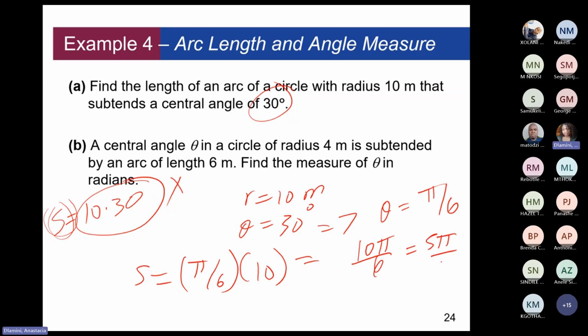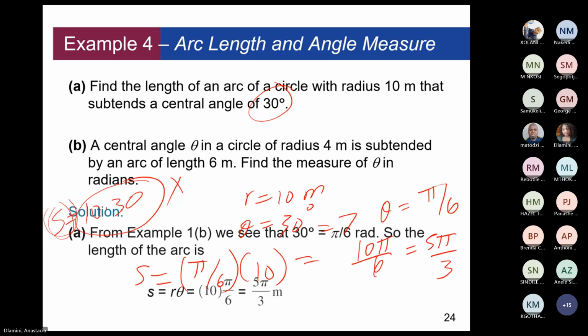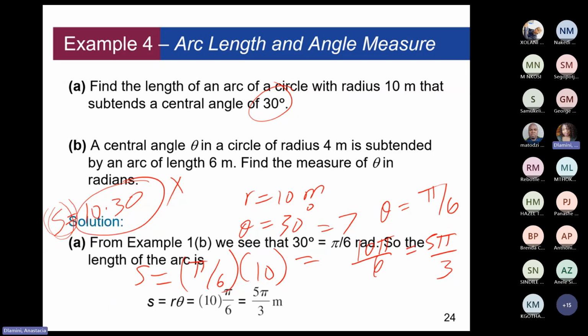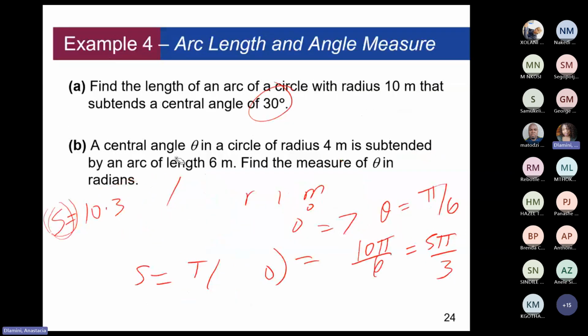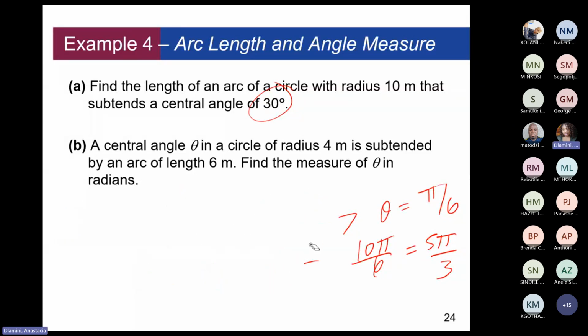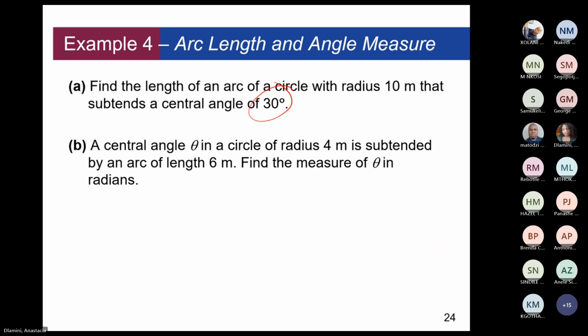3. 5 pi over 3 meters. All together there, guys? Yes, ma'am. Okay, let's move to the next one. The next one says a central angle theta in a circle of radius 4 is subtended by an arc of length 6. Find theta in radians. What are we given here?